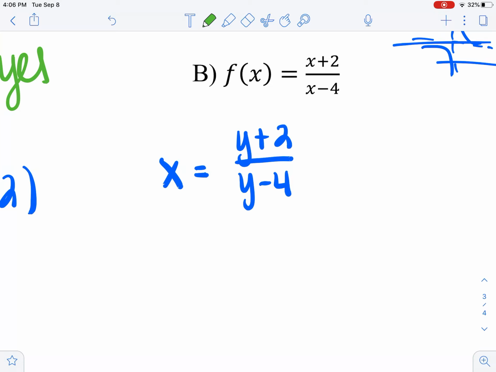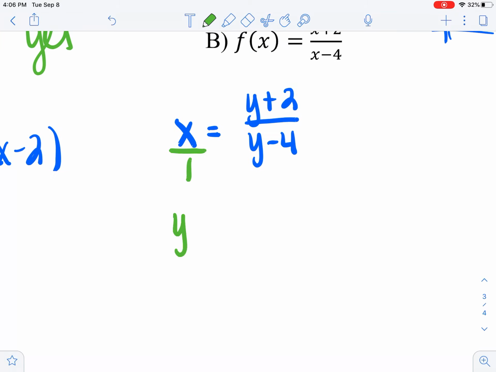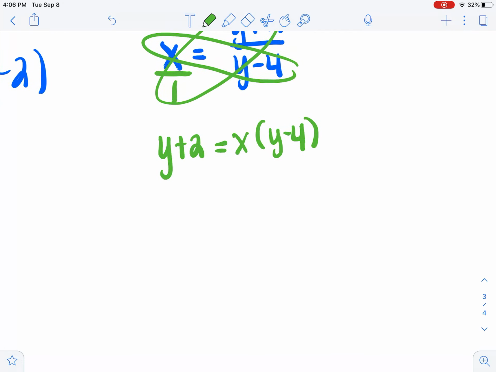The first thing you're going to want to do is expand this. In order to do that, you're going to want to cross multiply. So I'm going to cross multiply. I have 1 times y plus 2, which is y plus 2, equals x times y minus 4. Should probably make my 4's look more like 4's. There we go.